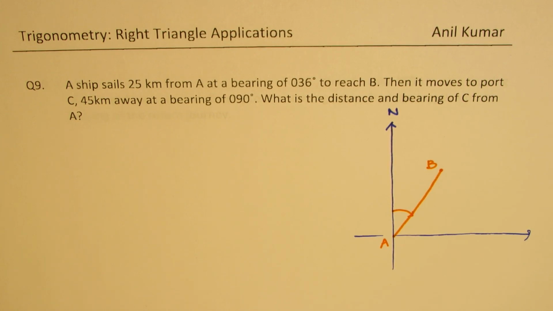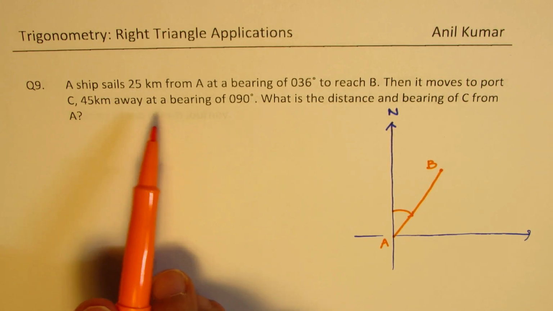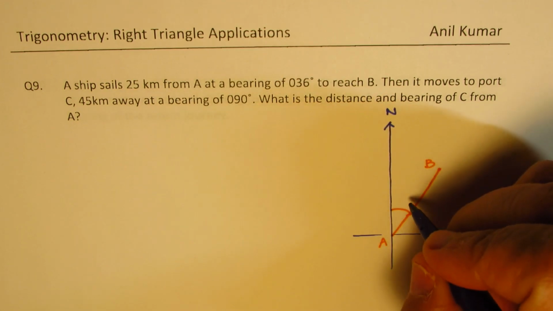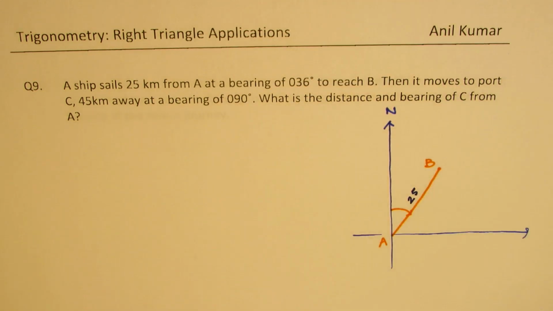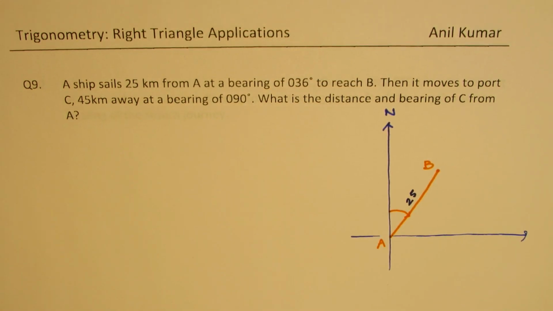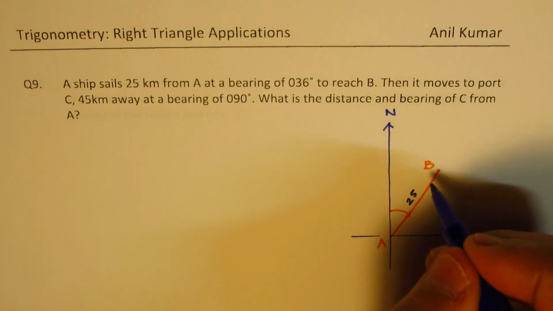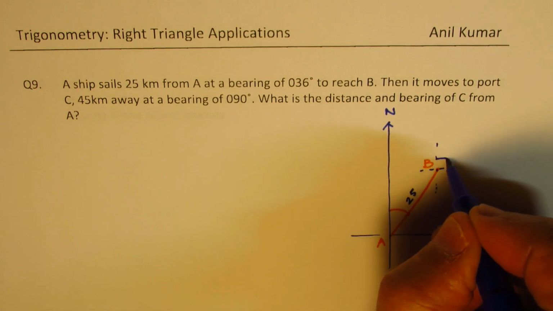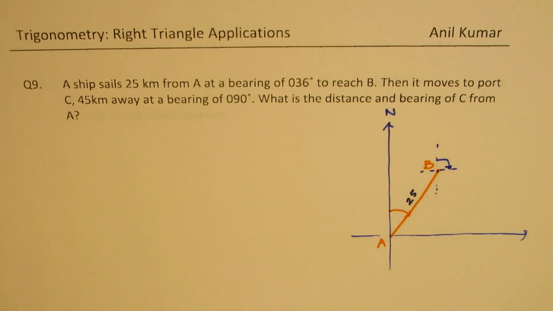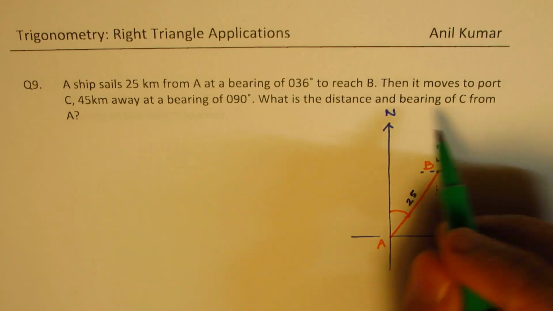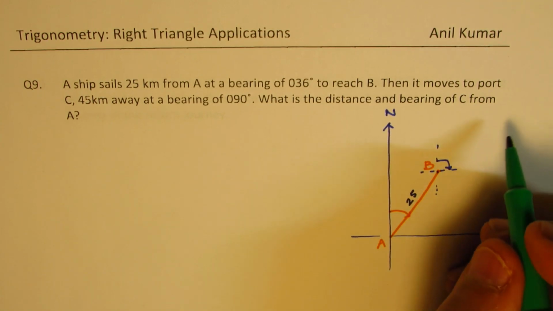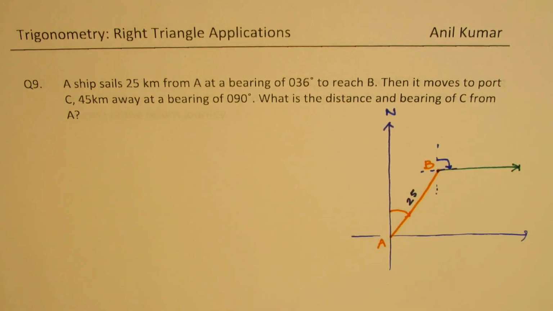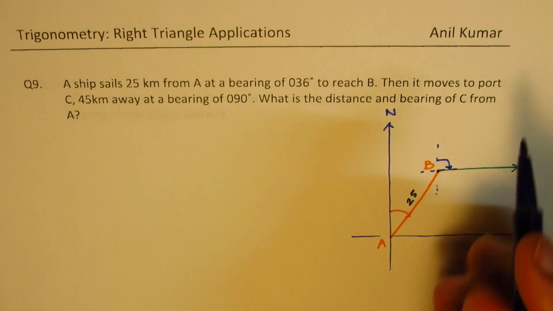Then it moves to port C, 45 kilometers away at a bearing of 90 degrees. This distance is 25 in kilometers. Now, when you say bearing of 90 degrees, it means what? So at this point B, look from here 90 degrees. So it has to move in this direction. Do you see that part? And it moves in this direction, which is east 45 kilometers. Let's say to this point. So that becomes your point C.